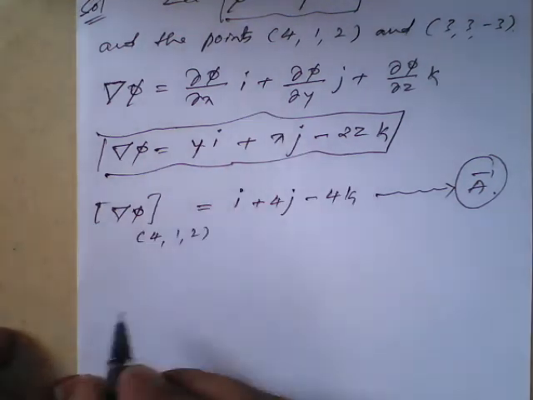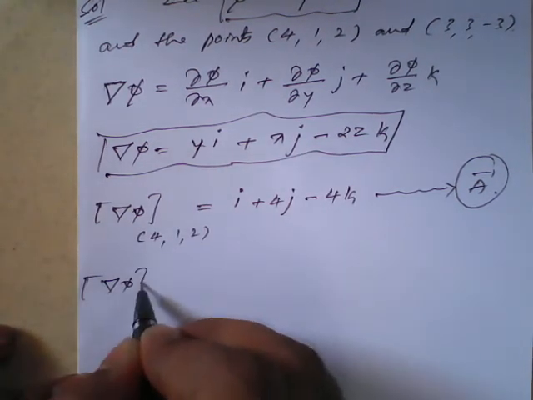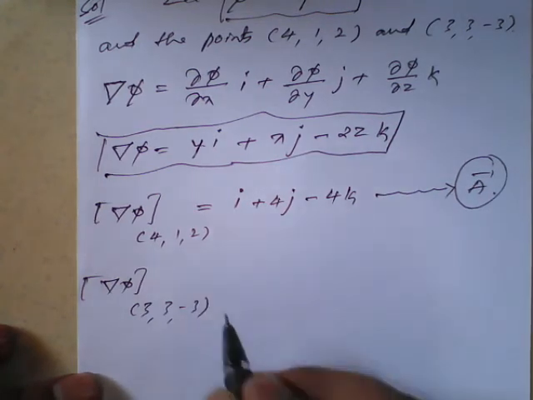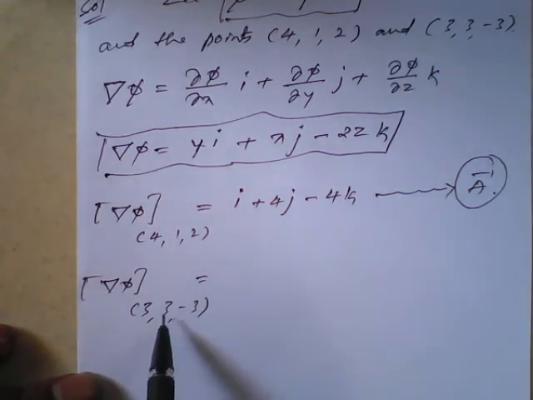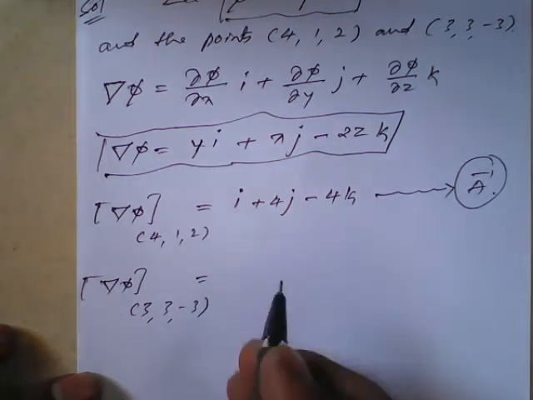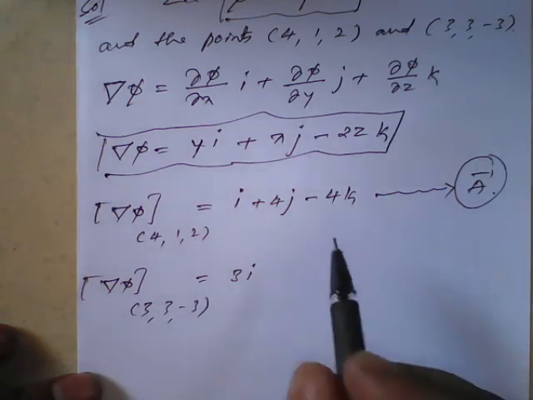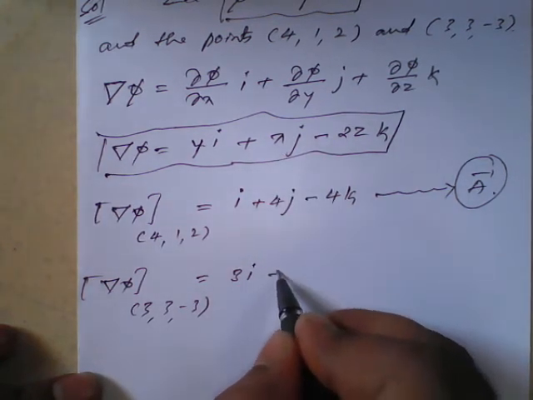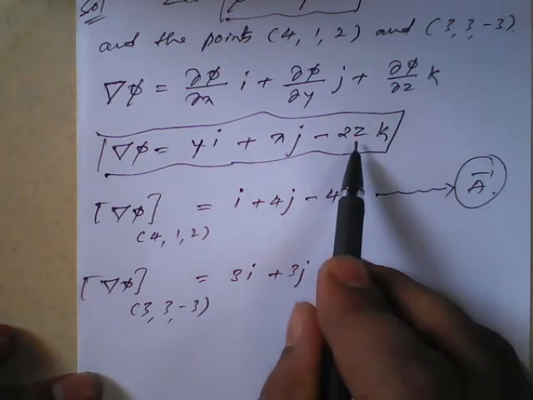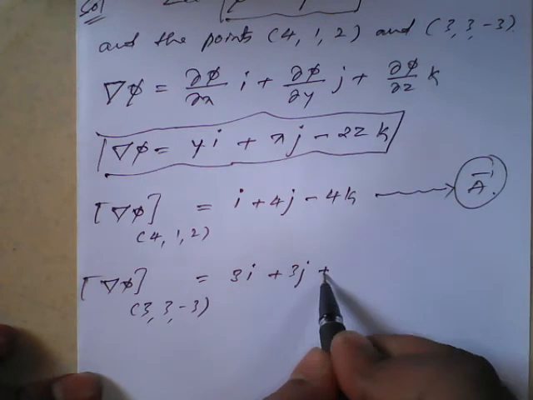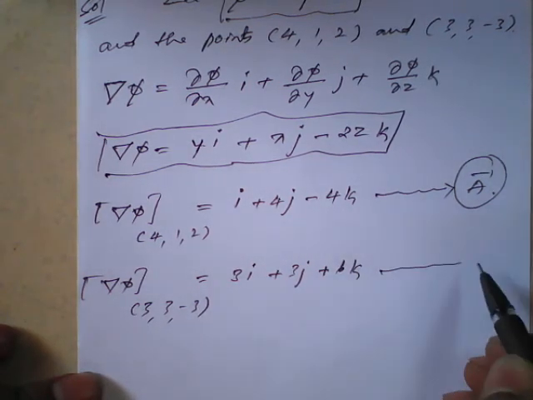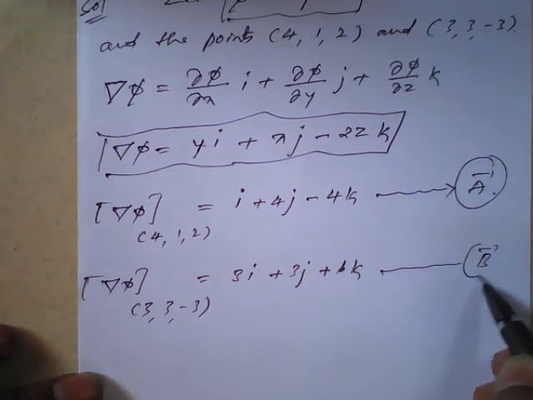Next, similarly, second point, del phi at one more point they have given, 3, 3, minus 3. So at that time, del phi: y is 3, so it will become 3i, then x is also 3, it will become 3j. Here we have minus z, z is minus 3, minus minus becomes plus, so 3 twos are 6k. So this I will name as vector B.